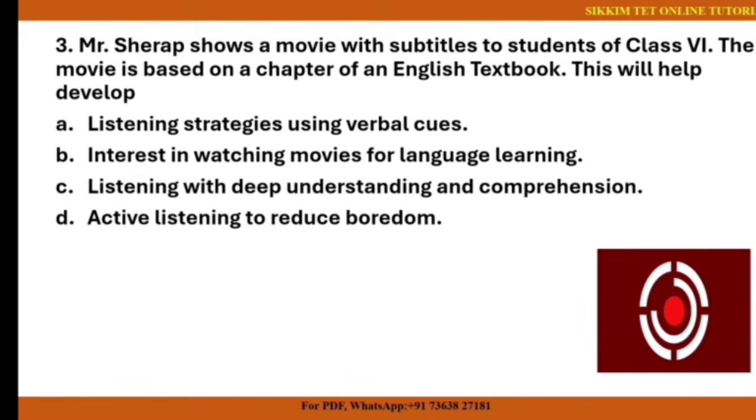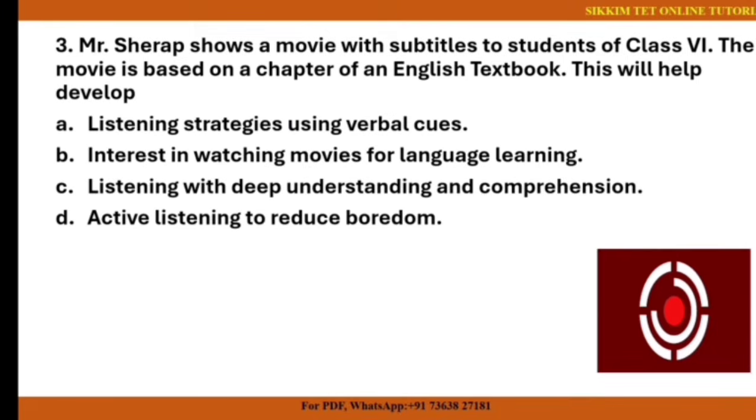So in the first option we have listening strategies using verbal clues. Our verbal clues भन्दा नै this refers more to guessing meanings from spoken clues alone, not from subtitles and visuals. यसले चाहिँ subtitles र visuals लाई define गर्दैन. So this definitely is not the answer to the question which is being asked. So अब यो optionलाई हामीले यहाँनिर cancel गर्दियौं.